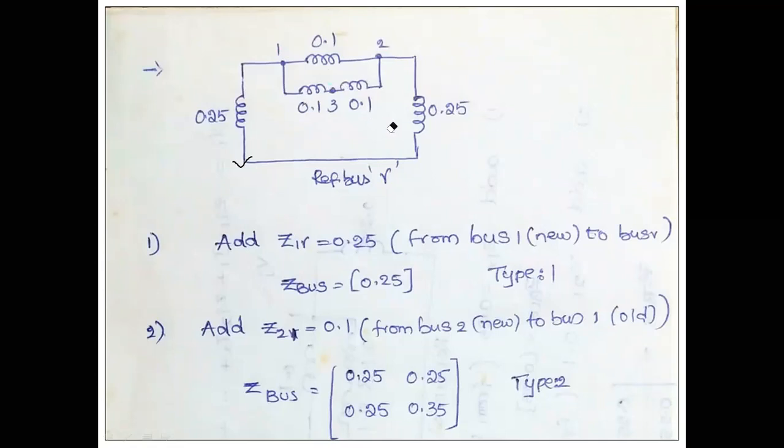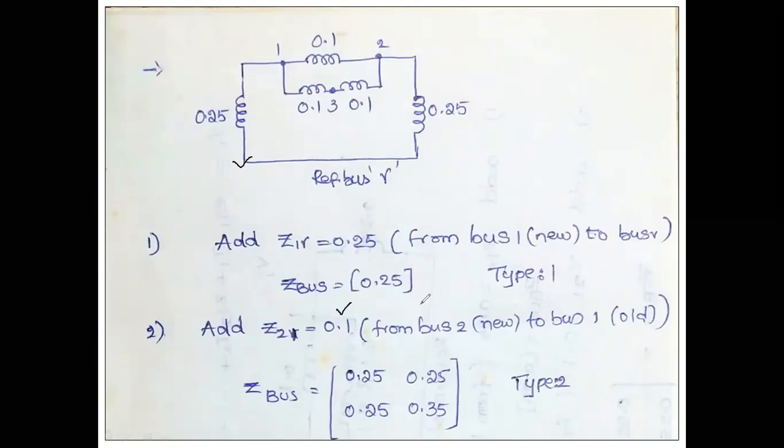Now bus number 1 is already introduced in step number 1, so bus number 1 becomes old here. Now what is bus number 2? In this particular step, we are considering bus number 2, so bus number 2 is a new bus and bus number 1 is an old bus. Again 0.1 is the additional branch impedance value that has been connected between bus number 2 and bus number 1. So that is 0.1. This is type 2 modification, because you are adding the additional branch impedance between an old bus and a new bus.